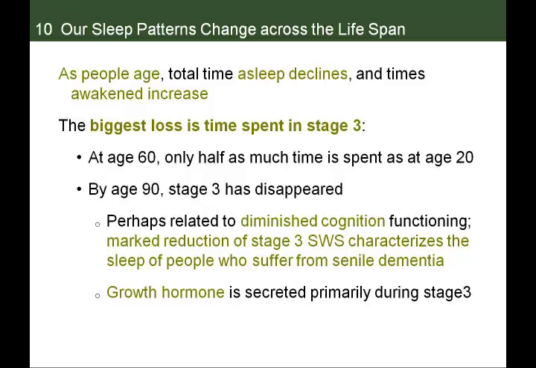Okay? So we know that the disappearance or the reduction in stage 3 is also related to a decrement in cognition. And people who suffer from dementias or cognitive problems also show a reduction in stage 3. That's beyond normal. Okay?